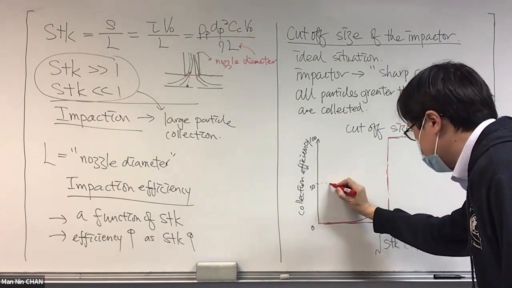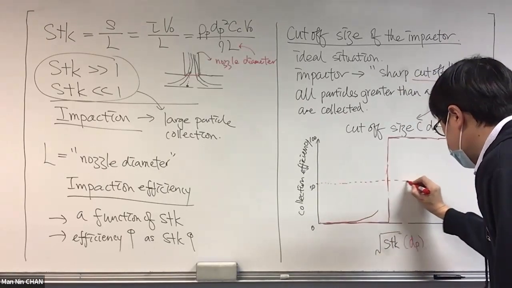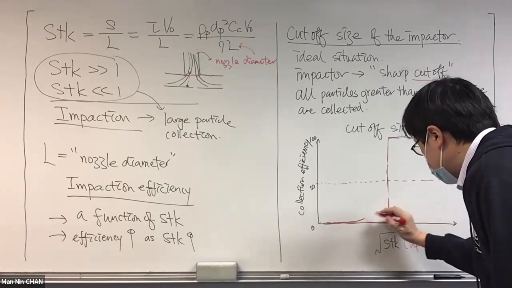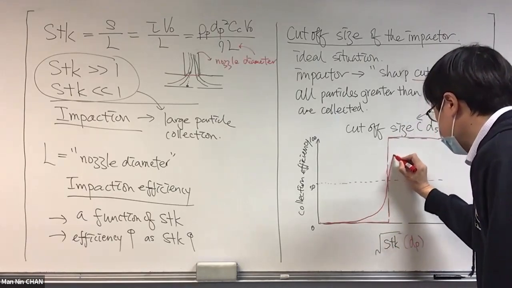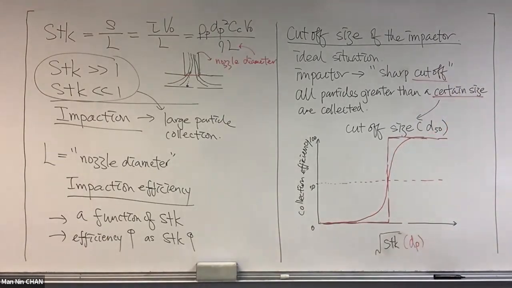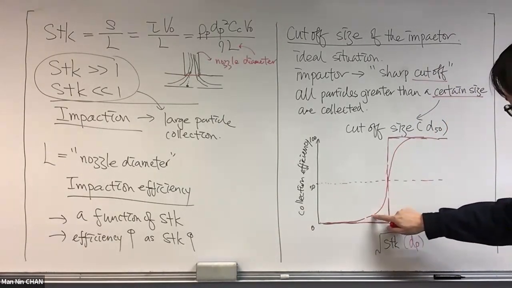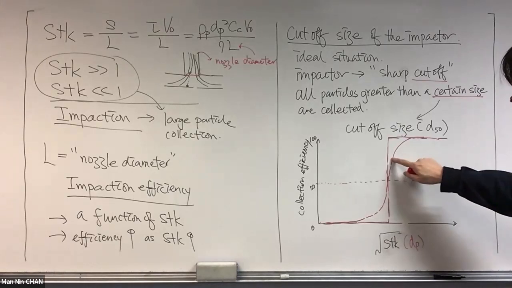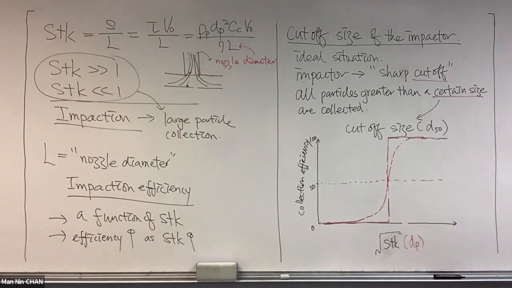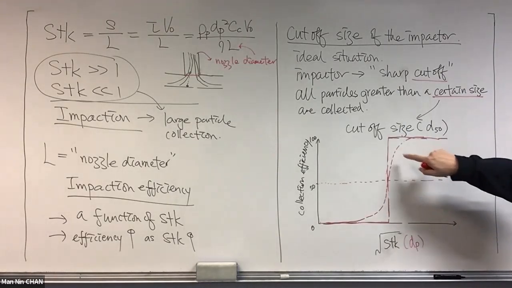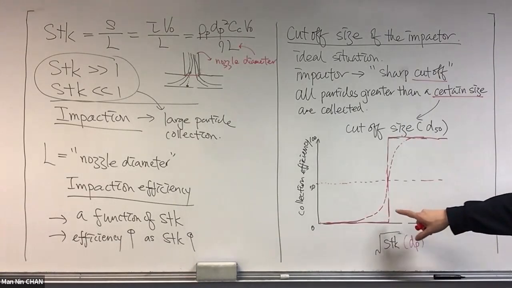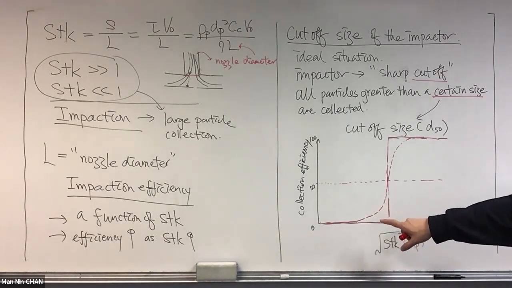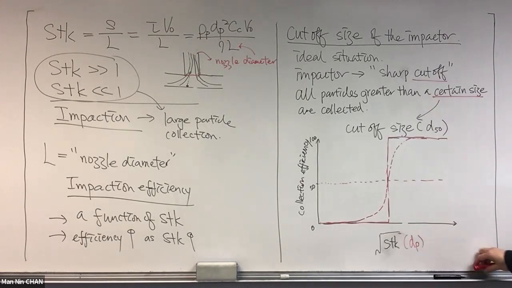So let me try to draw. In reality, more or less, you will see a curve like this. Let me give you what we call the dotted line. In reality, you will see this red dashed line or dotted line here. That means you can always see that some particles smaller than this cutoff size will also be collected.